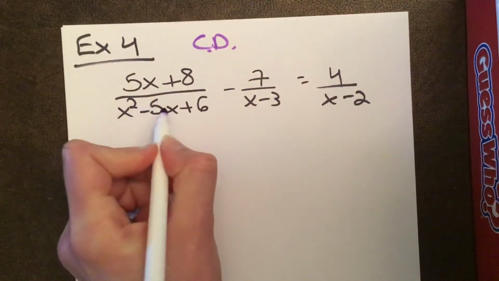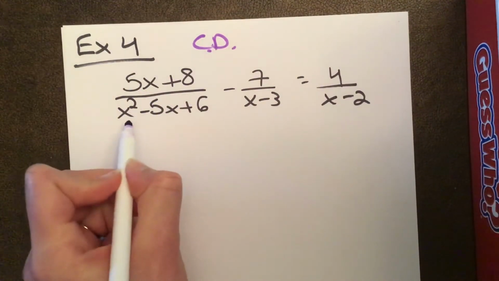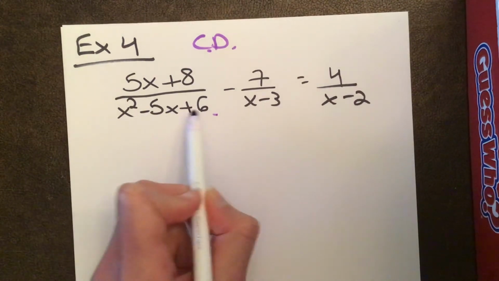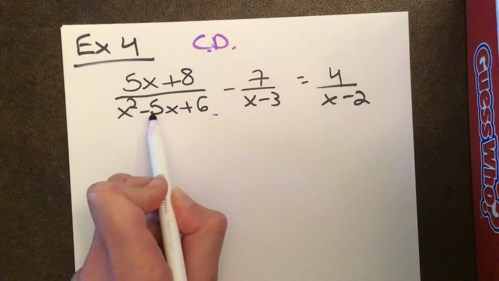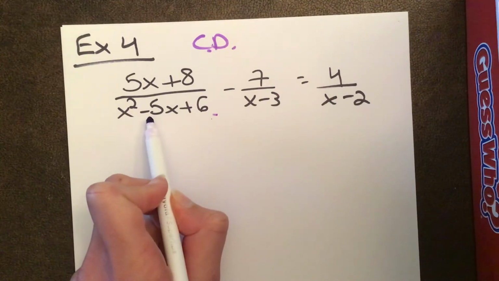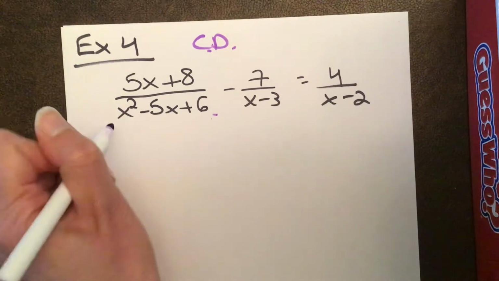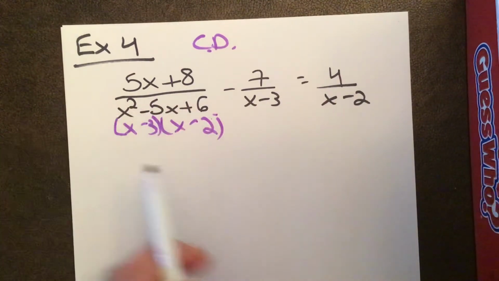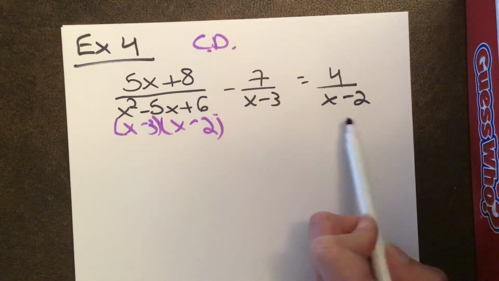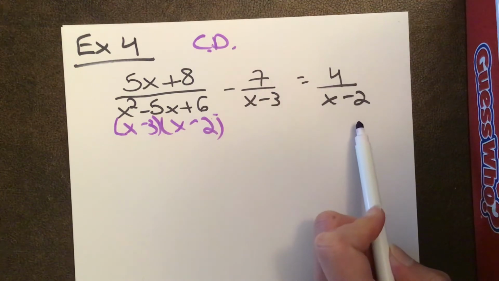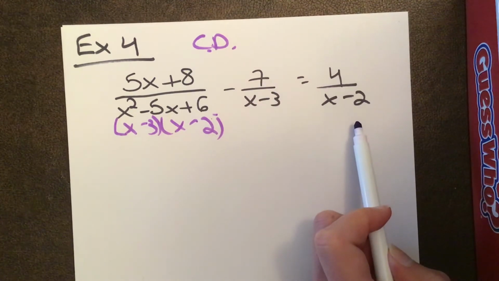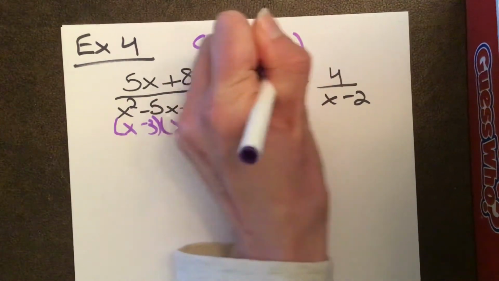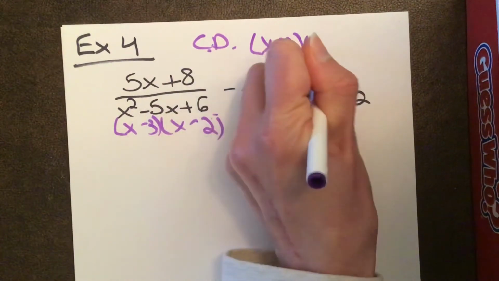So remember, first we have to factor our denominators. So let's see here. This guy's a trinomial. A is 1, so I need factors of 6 that add to negative 5. So that's going to be what? Negative 3 and negative 2. So this factors into x minus 3, x minus 2. This won't factor, and this won't factor. Okay. So now my common denominator has to include each factor that's different. So it's going to have to include an x minus 3, and it's going to have to include an x minus 2.